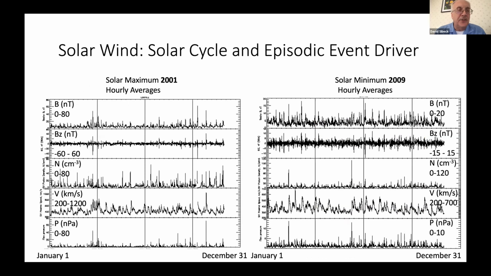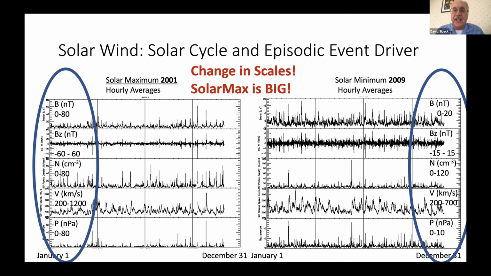So here are two plots showing various solar wind plasma and magnetic field parameters. On the left is solar maximum, on the right is solar minimum. What you get is a full year of data in both cases. And you might initially say, well, gee, they look about the same. What's the difference between solar maximum and solar minimum? And the answer lies in the scales of these plots. All of these features, the variations in magnetic field and in plasma parameters, are just so much bigger in solar max than they are in solar min. So that's solar maximum. You've got very strong drivers for magnetospheric phenomena.